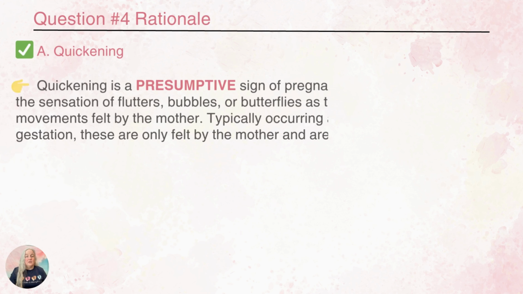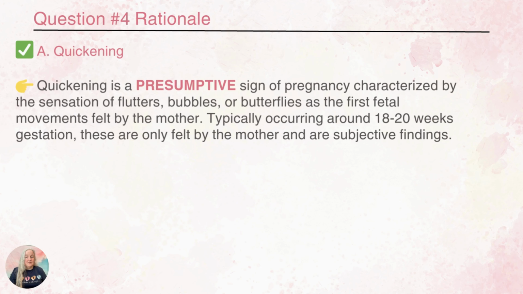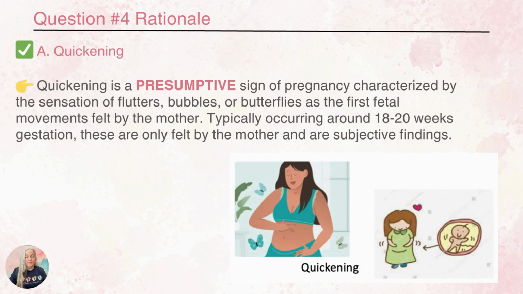Quickening. When we look at the rationale for this, we find that quickening is a presumptive sign of pregnancy because this is still subjective information told to you by the client. However, typically those sensations of flutters and bubbles and butterflies are those first fetal movements. They typically happen around 18 to 20 weeks gestation, but they're only felt by the mother. I can't assess it, so it's still considered a presumptive sign.